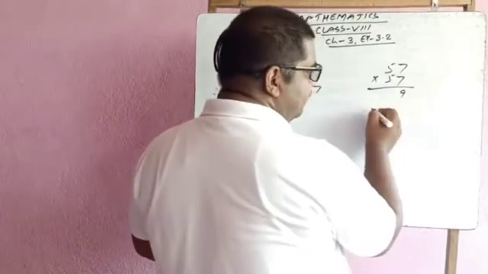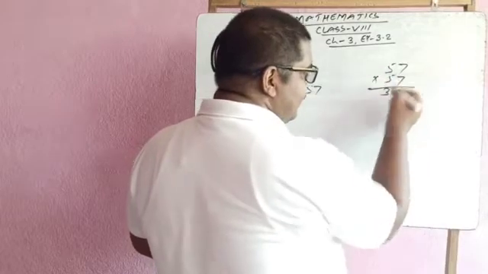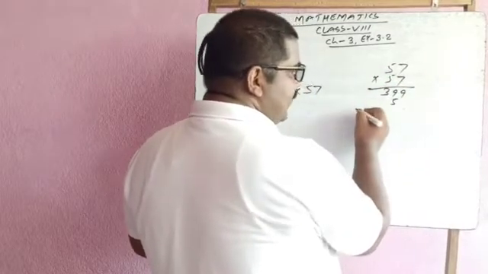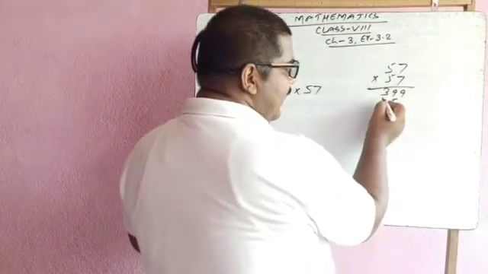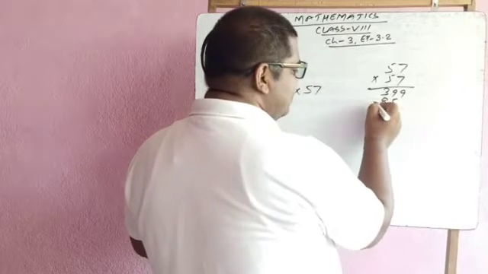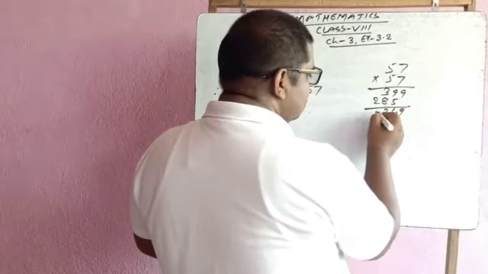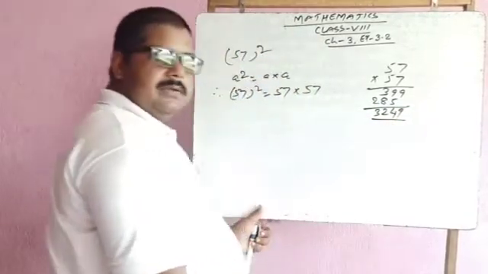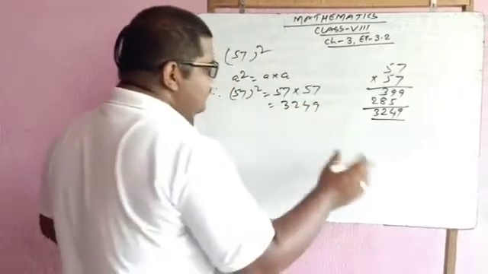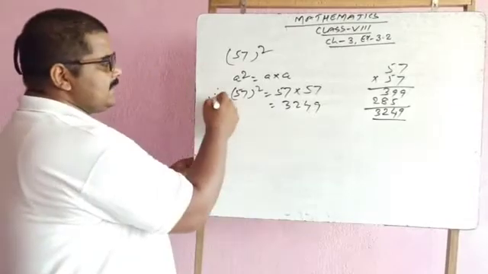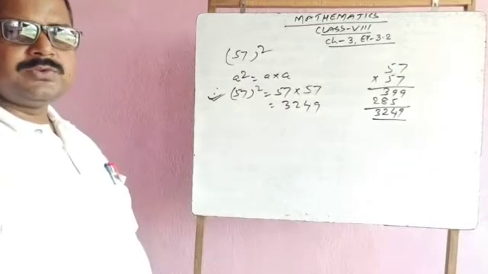7 7s are 49, write 9 and carry 4. 7 5s are 35, plus 4 is 39. Now 5 multiplied: 5 7s are 35, carry 3. 5 5s are 25, and carrying 3 you have to add, giving 28. This is the final result, 3249. Actually I have discussed two processes. First process is this, second is this. By this way you are able to solve the question.